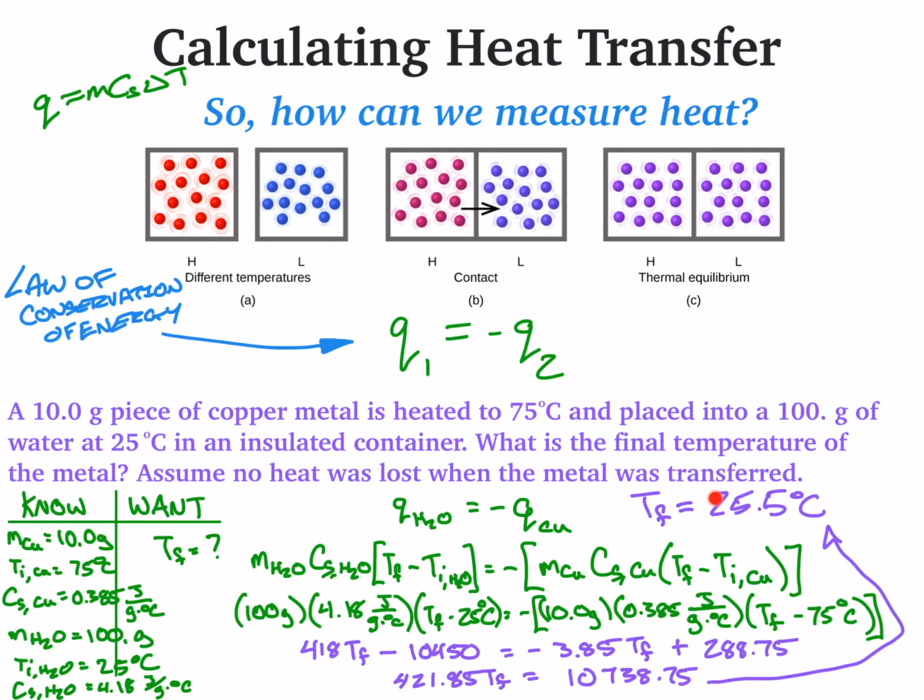And that might seem surprisingly small, but again, water has a really high specific heat. Its temperature is not going to change very much, especially compared to something like copper that has a much smaller specific heat value. And this value is in between the two initial values, so that fits with what we should expect. This is our final temperature when we've reached thermal equilibrium.